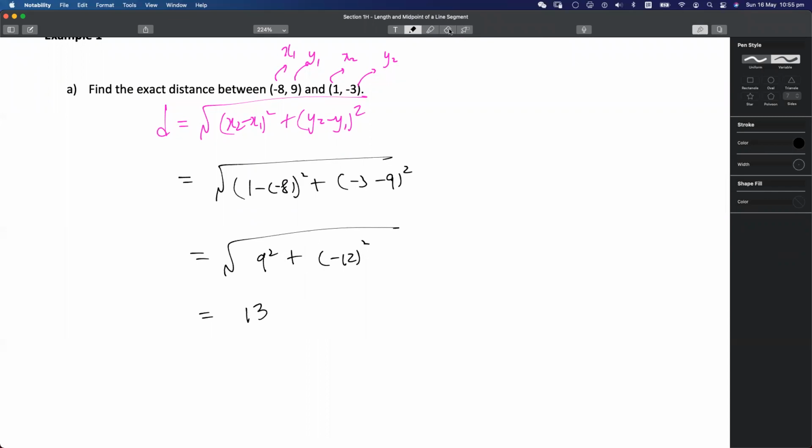Hang on, it's not 13. 3 times 3, 4. It's going to give us 15.